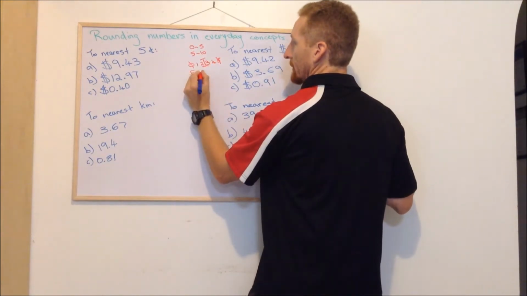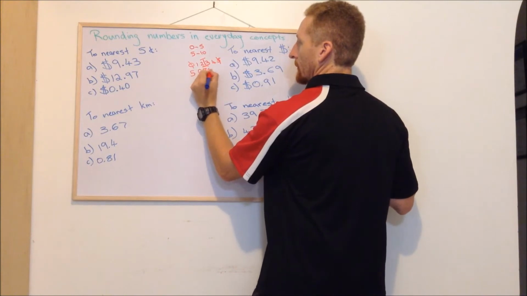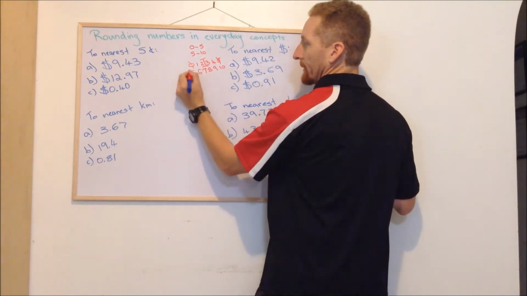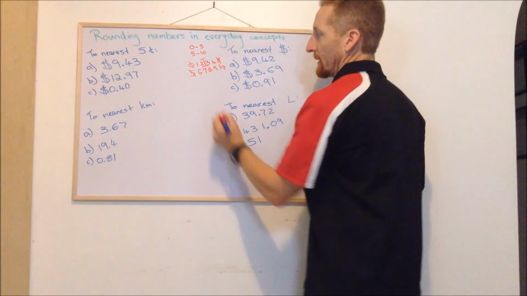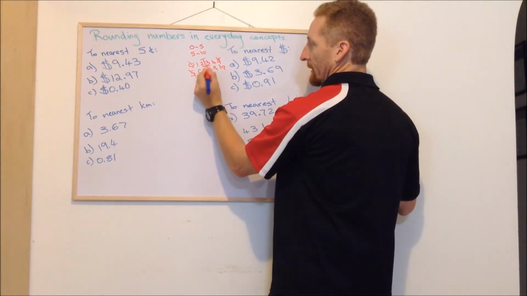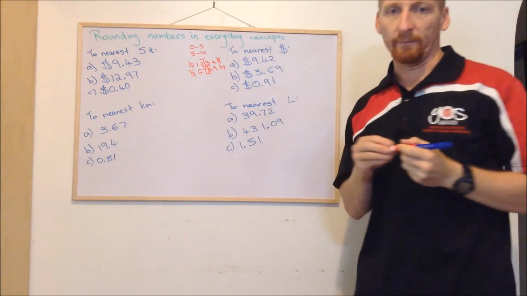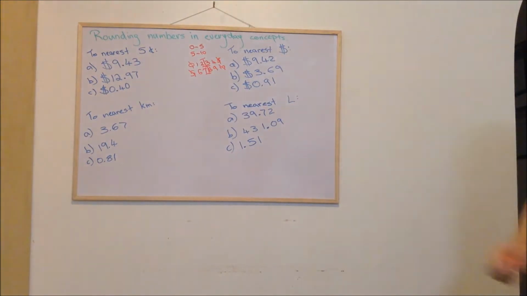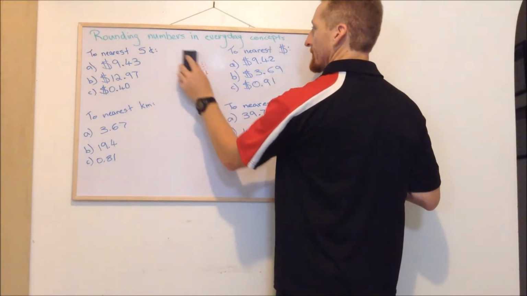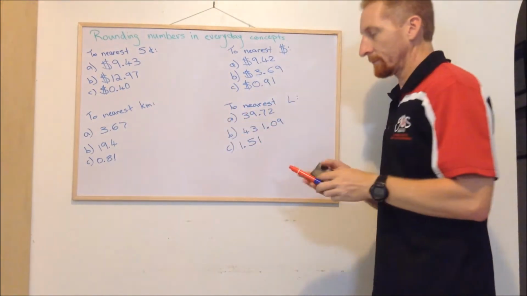That's very similar with 5 to 10. 5 stays at there, 10 stays at there, 6 and 7 round down to 5, 8 and 9 round up to 10. So, considering that, let's have a look at our 5 cent rules.